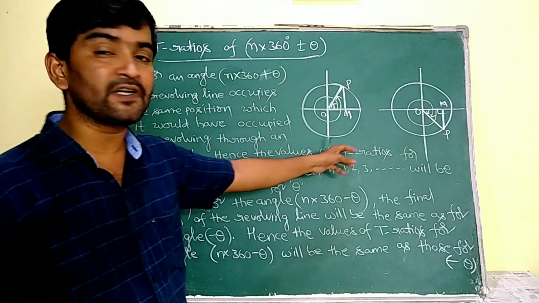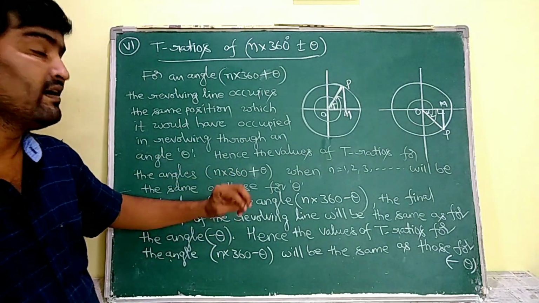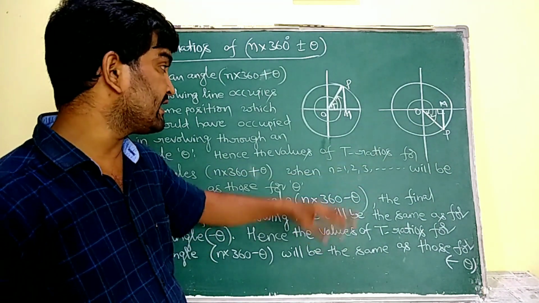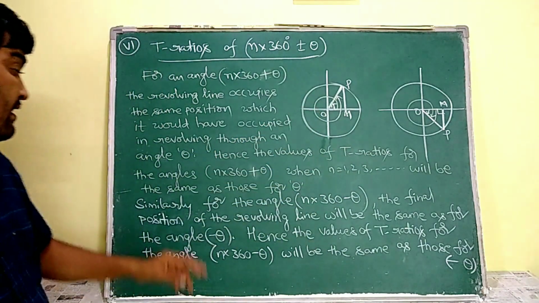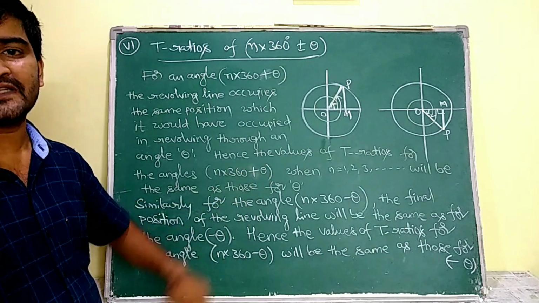Hence the values of trigonometric ratios for n into 360 plus theta, when n is equal to 1, 2, 3, that means the revolutions, will be the same as those for theta.